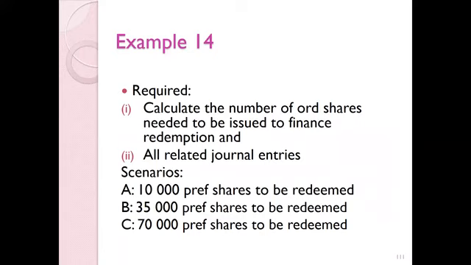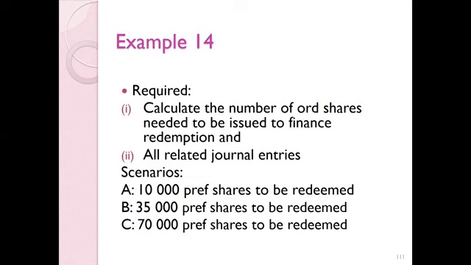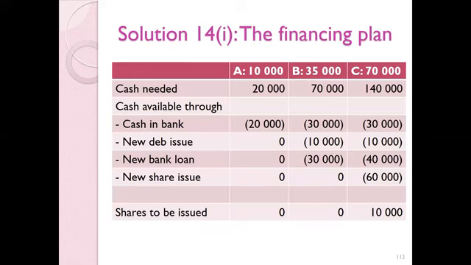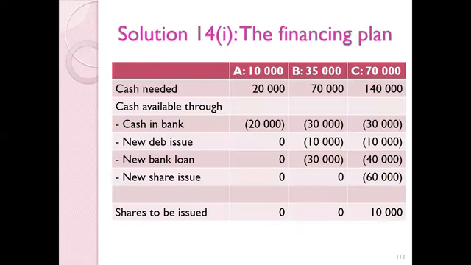And scenario C says we are going to redeem 70,000 preference shares. So 70,000 preference shares at 2 Rand each means how much money do we need? We need 140,000 Rand. Okay, so let's go through all of our options and see how much money we can accumulate. Okay, so we need 140,000 Rand. How much cash are we going to want to use from the bank? We're going to use 30,000 Rand from the bank, but we need 140,000 Rand. So we don't have enough yet. We still need another 110,000 Rand.